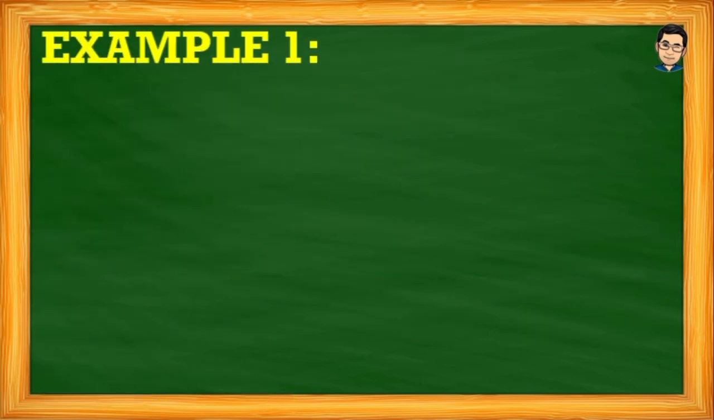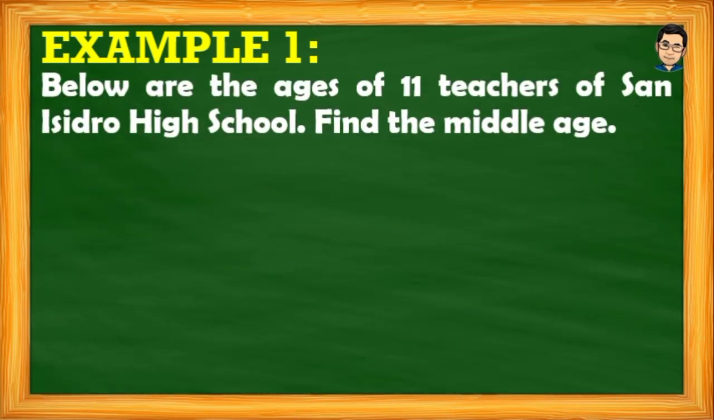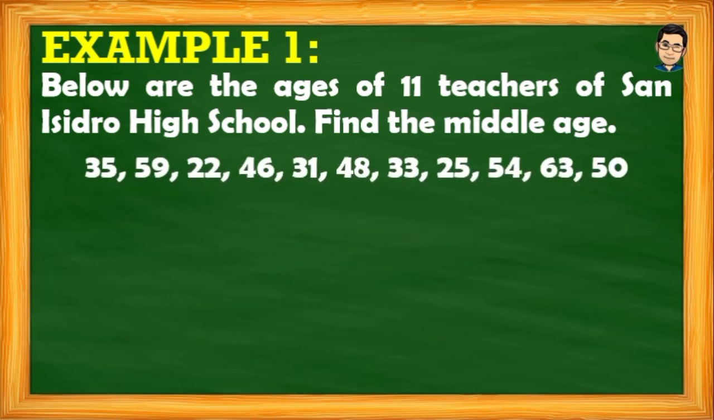So, let us have our first example. So, example 1 and 2 natin, n is even and then n is odd. Para at least magkaroon kayo ng idea. So, for example number 1, below are the ages of 11 teachers of San Isidro High School. Find the middle age. So, dito, yung n natin is 11. If n is 11, that is an odd number. Okay, so wala tayong problema dito kasi kapag in-arrange natin yung mga edad ng mga teachers, kukunin lang natin yung pinakagitnang number, yun na po yung median.